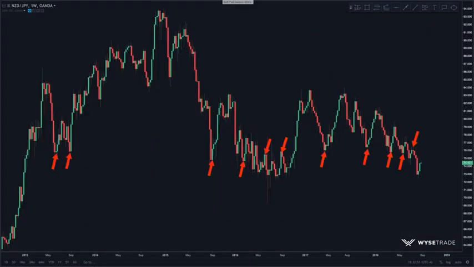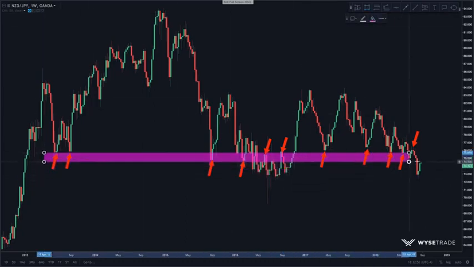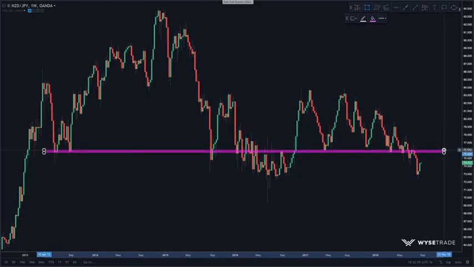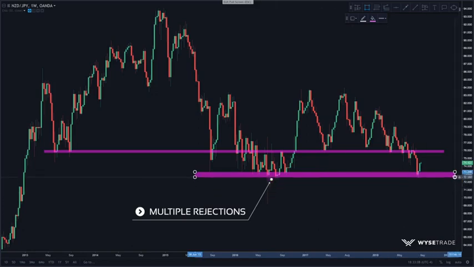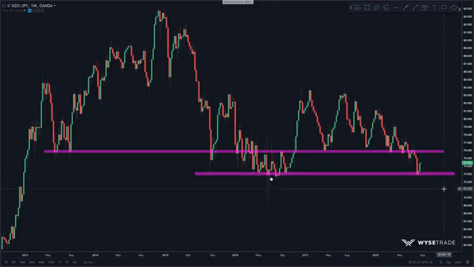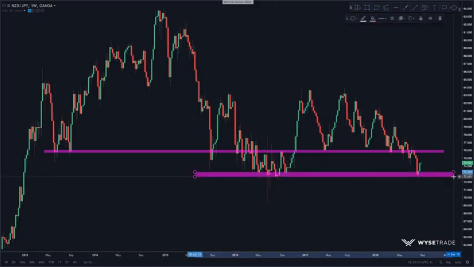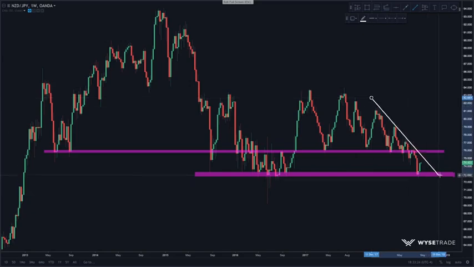Here we have 11 rejections of this level, so we put in a zone. Down here, we had multiple rejections of this level and another zone. We also have a trend line connecting these points.